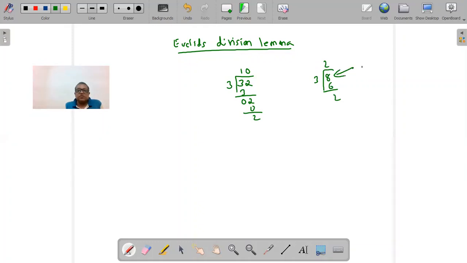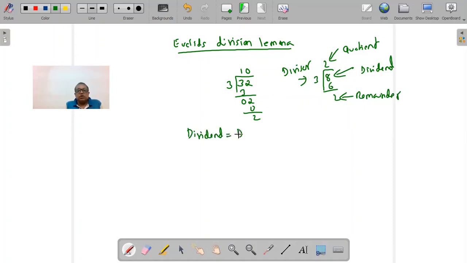So this is our dividend. This is called the divisor, the number which is used to divide. This is called the quotient. And this is the remainder. So we have 4 quantities here: dividend, divisor, quotient, and remainder. And they are related. How are they related? Dividend is equal to divisor into quotient plus remainder. This is the relation between these 4.